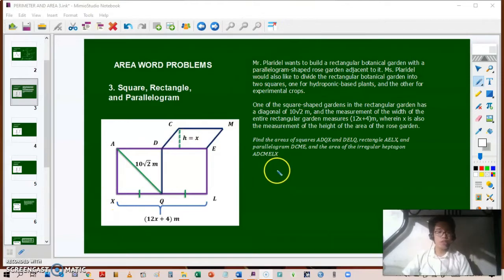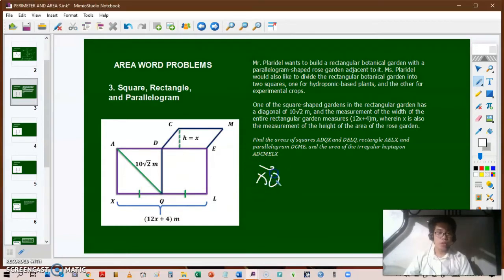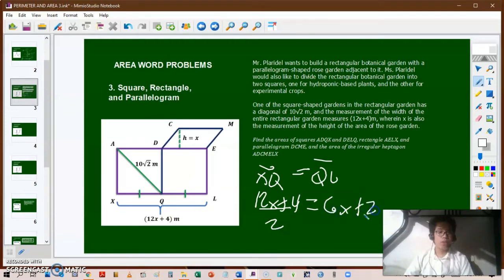So the first thing that we need to do is find the measurement of line segment XQ. So how do we find that? We have our first clue here. XQ has the same measurement as QL. So if they have the same measurement, therefore, we can divide 12x plus 4 by 2. 12x plus 4 divided by 2 is going to be 6x plus 2. And there you go. We found the measurement for the side XQ and side AX.